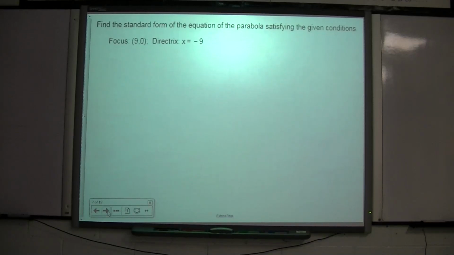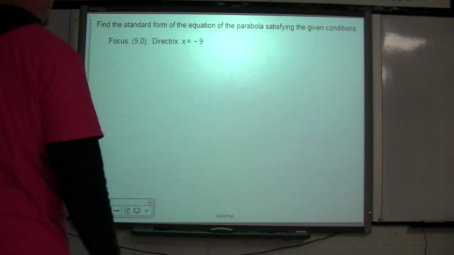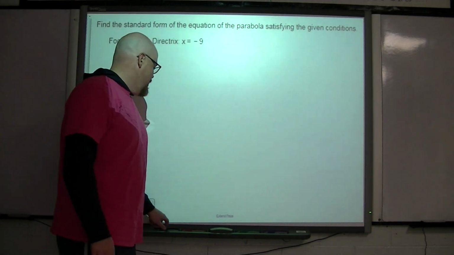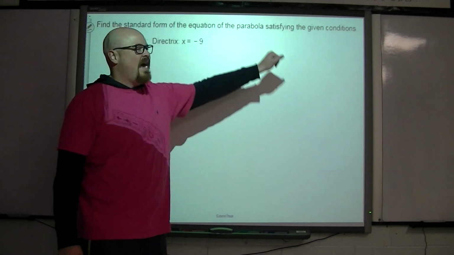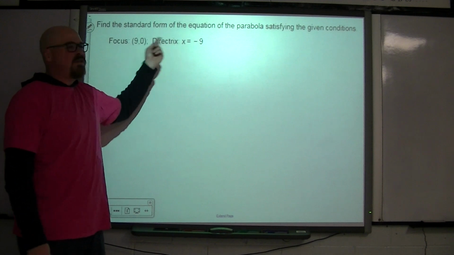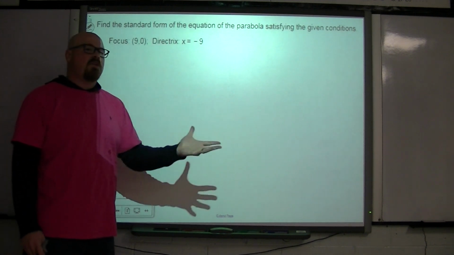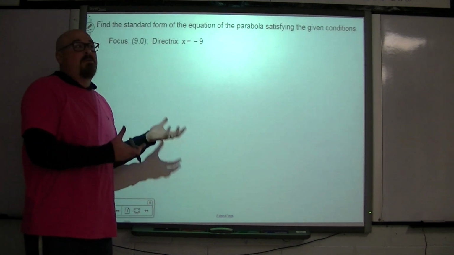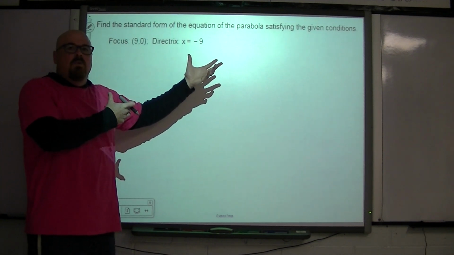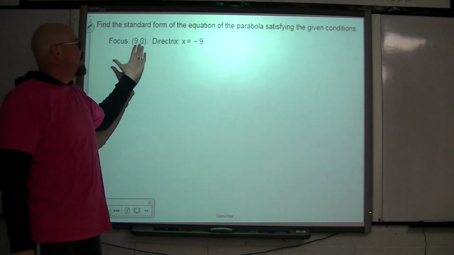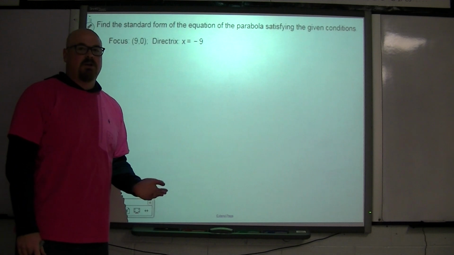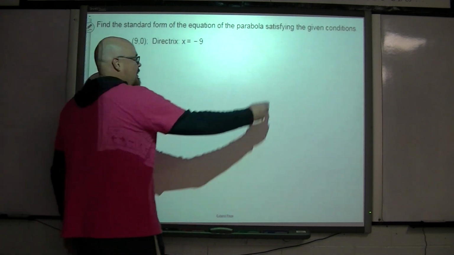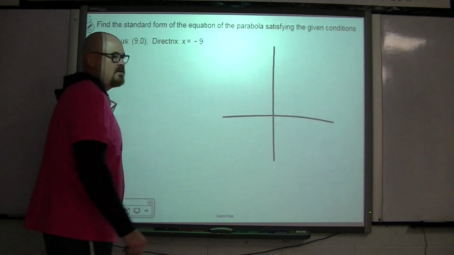Okay, now we're getting into some different types of problems. This says find the standard form of the equation of the parabola satisfying the given conditions. And they give you some numbers, right? But we started this whole conversation talking about a parabola and its anatomy, right? With the picture on the page. There's no picture. Create yourself a picture. Create a sketch, okay? It doesn't take much to just do this.